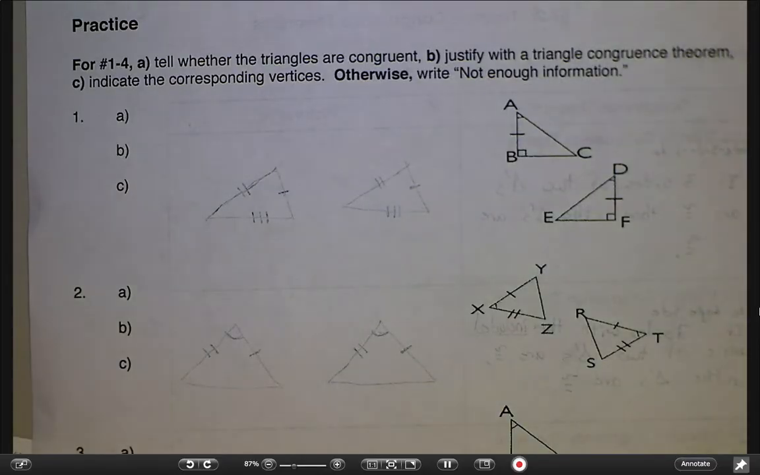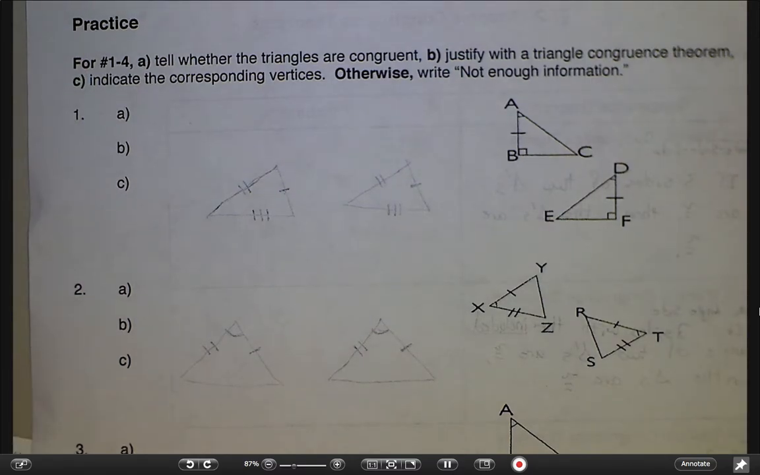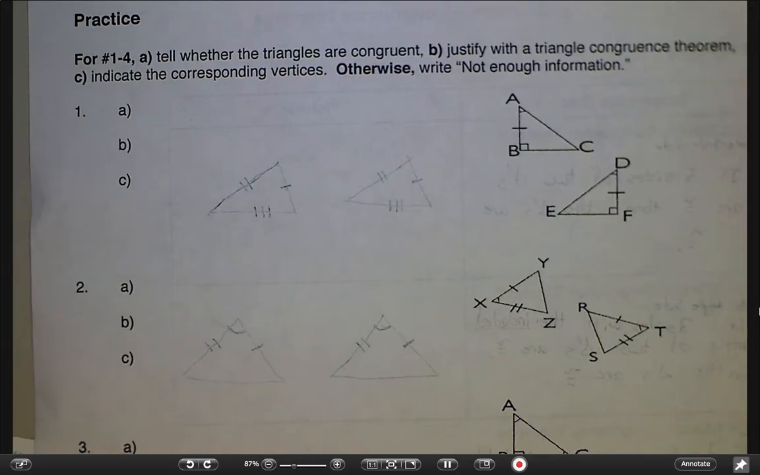So each one of these essentially has 3 pieces. That's why we have A, B, and C labeled here. We have to first decide, are these triangles actually congruent? Then we have to justify with one of our triangle congruence theorems why they are congruent. So in other words, if we're going to say they're congruent, one of those 4 theorems that we talked about in the front has to be true. And if they're not true, then it's not going to be congruent. Okay? So essentially we're working with the information that we have in the picture, and we need to figure out, is that enough to say these are congruent?